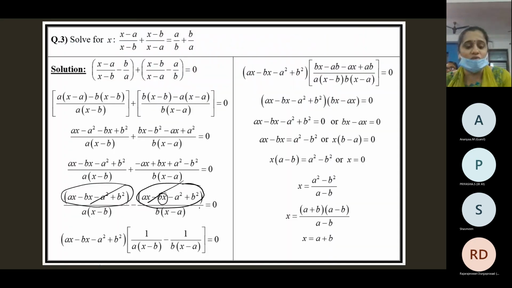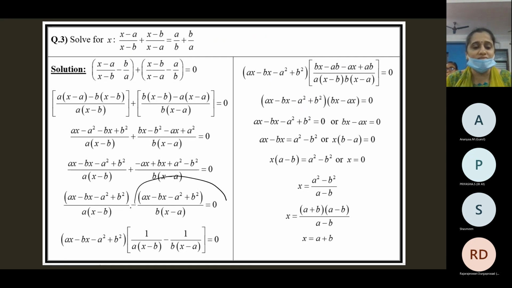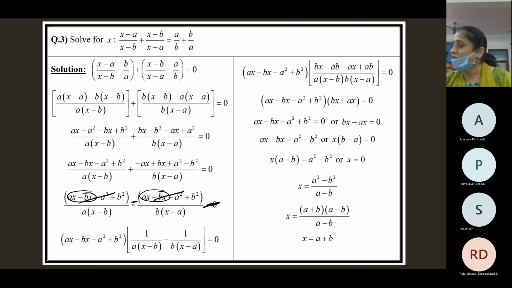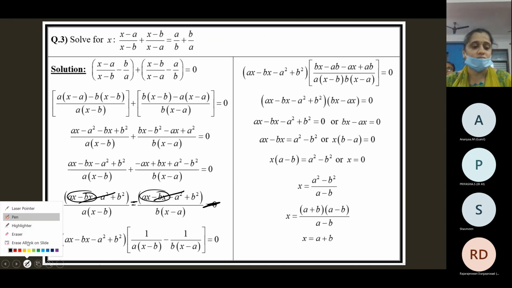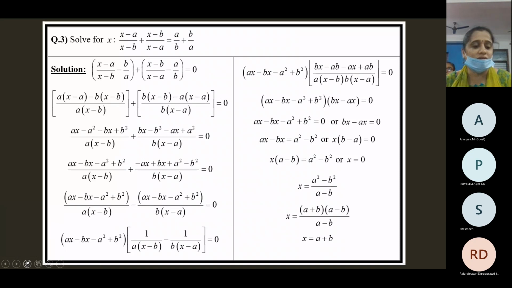But here, if you take this one to the other side and cancel it, if you transpose this, it will become minus on the other side, it will look like this. And you can cancel these two. But see here, when you're canceling, there's x here. You will lose the value of x. You should get two expressions for x. You will get only one. So you should not cancel.